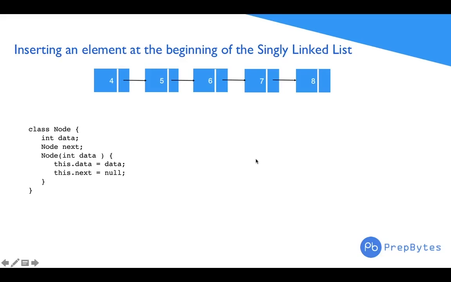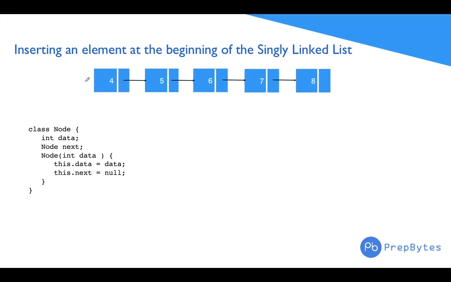Now let's see how do we insert an element at the beginning of the linked list. So when I'm saying at the beginning of the linked list, let's say we have this particular linked list. Now let's try to understand how do we insert an element at the beginning of the linked list. So let's say we have this particular linked list.